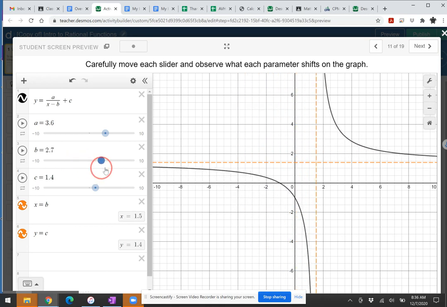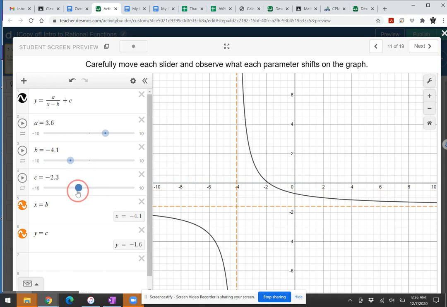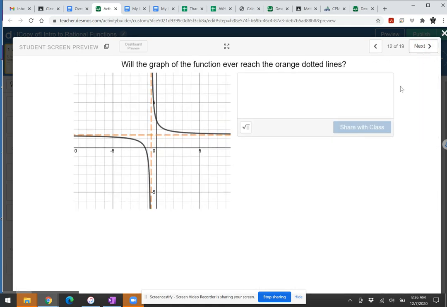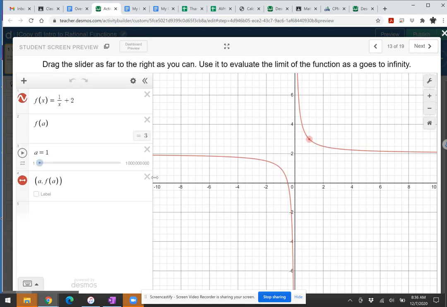B is important because B is shifting this orange dashed line left and to the right, and C is shifting this orange dashed line up and down. And will the function ever reach these orange dashed lines, dotted lines, dash, whichever you want? Well, I put these things in there to show you that the orange dashed line in this case is at 2.